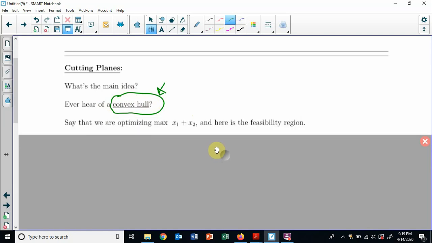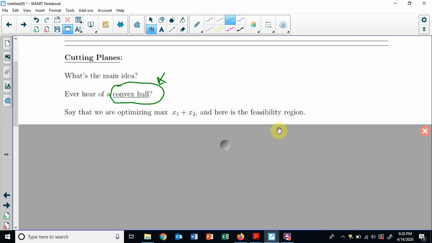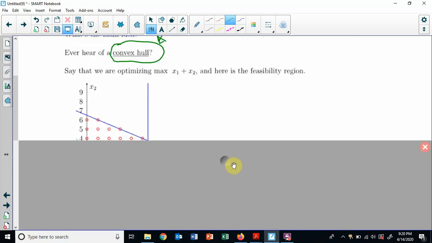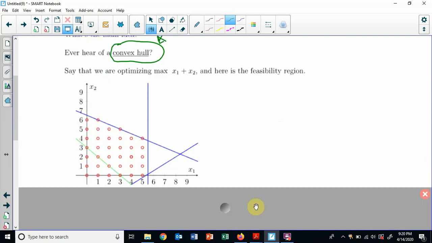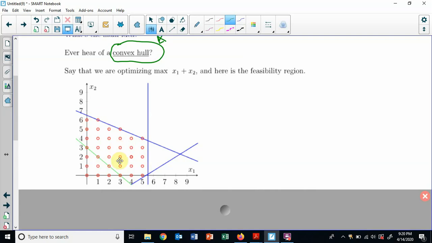So let's just make up another problem simpler than the last, because my last problem I had fun creating, but it's pretty bold. Let's do a simpler problem so we could look at this and talk about what a convex hull is and what a cutting plane is. Okay, so say we're maximizing x1 plus x2, something really easy. And here's the feasibility region. I'm just going to show you the graph, not even the constraints. So there it is.